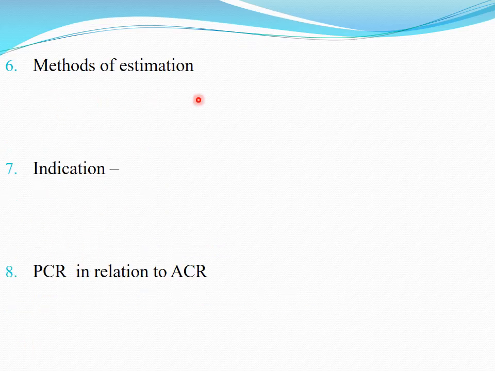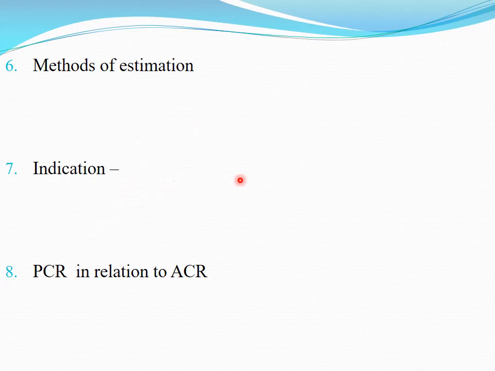Methods of estimation of ACR. The different methods are the immunoturbidimetric method, which is most preferable and done in the department. There are also other methods like ELISA, radioimmunoassay and radial immunodiffusion method.